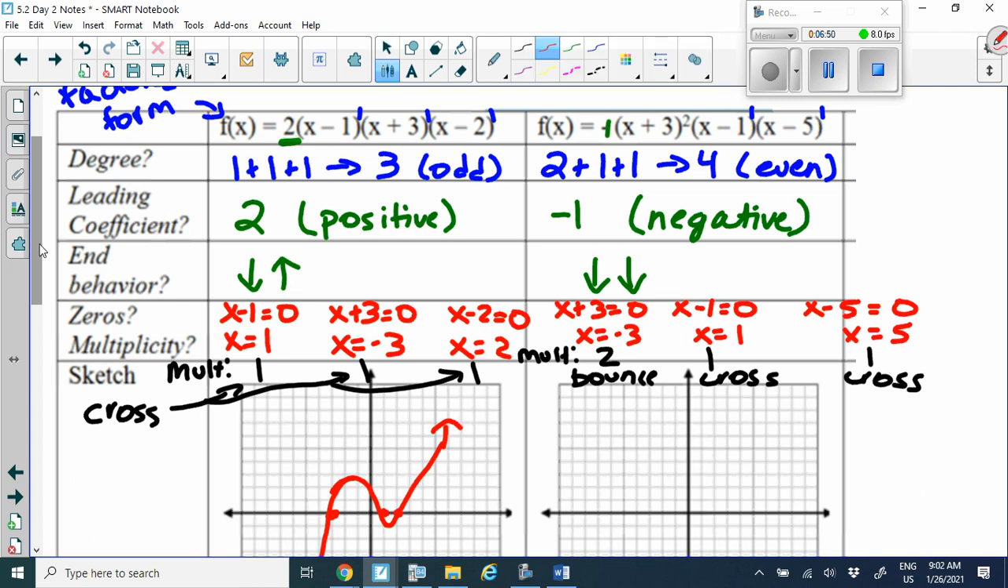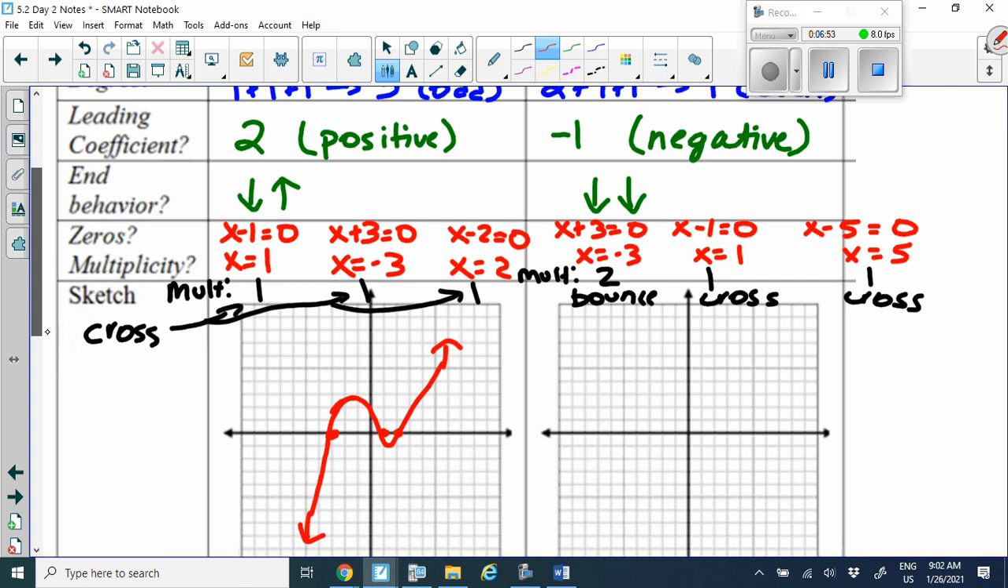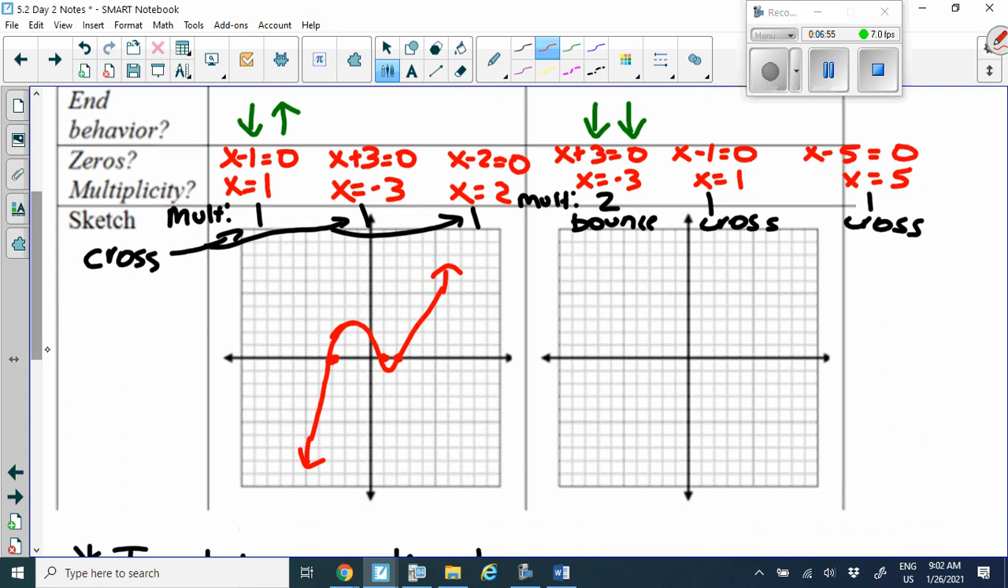Okay, now I have all this information. I'm going to go ahead and plot my points. I'm going to plot the x-intercepts first. I have negative 3, 1, 2, 3, 4, and 5. Okay, now my arrows, so I have both down, right?